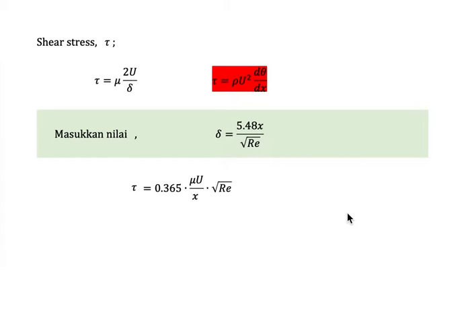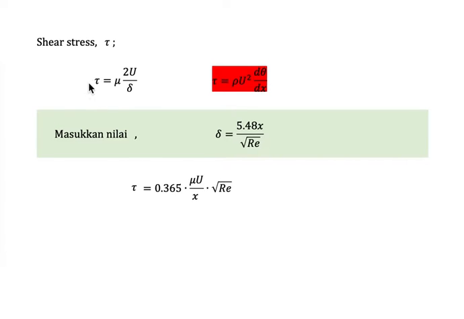Next, we need to calculate what shear stress occurs for the polynomial velocity profile. Previously we already know that we have two equations for shear stress. One is tau equals mu 2u over delta, which comes from Newton's law of viscosity, and tau equals rho u square d theta dx, which comes from the von Karman equation. From these two equations, to calculate shear stress, I advise you to use the equation from Newton's law of viscosity.